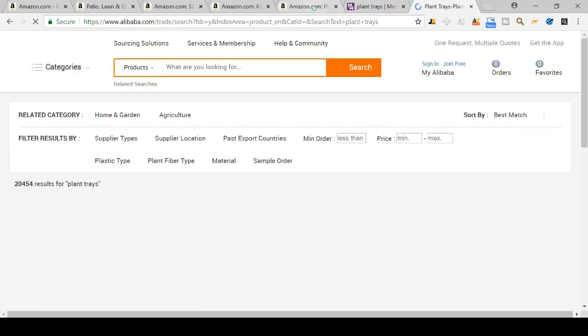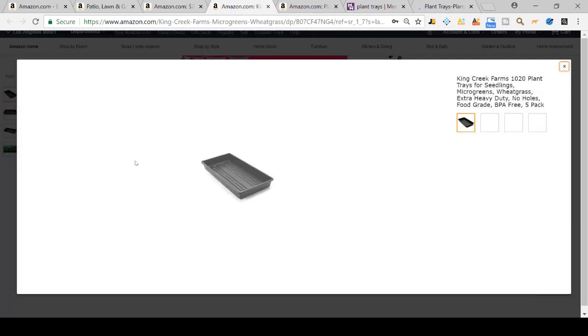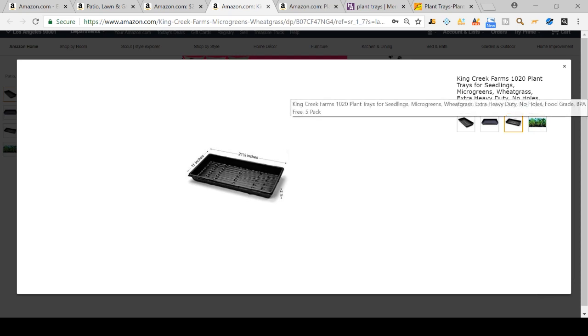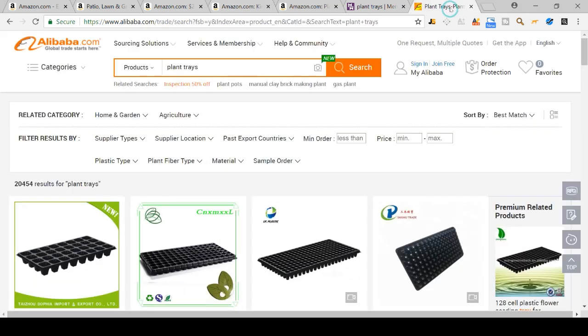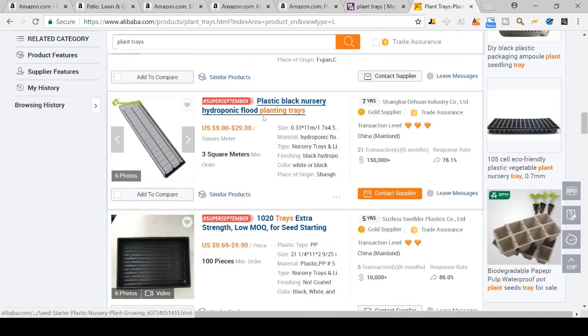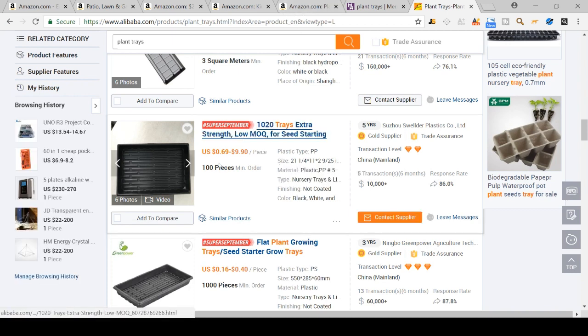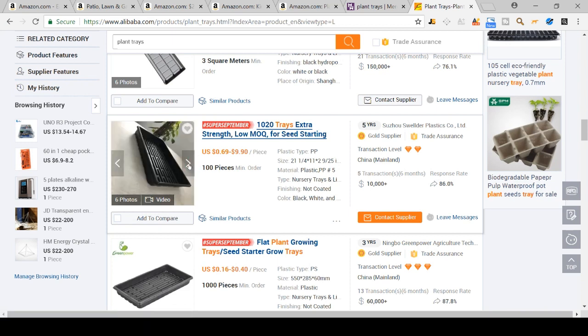And while Alibaba fetches the results, we go back to the list that we had identified, this one, and we try to memorize this picture. And this person is selling a 5-pack. So this is something that we have to look for on Alibaba. Let's go back and scroll down a little bit and see if we can find the exact same product. Yeah, 1020. This was the number mentioned there as well. So yes, I think this is exactly the same product which is already being sold on Amazon.